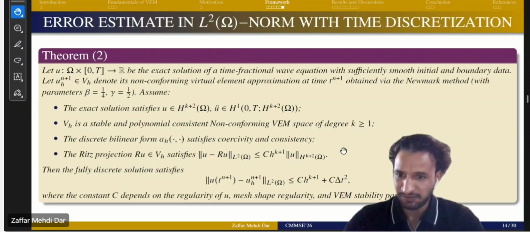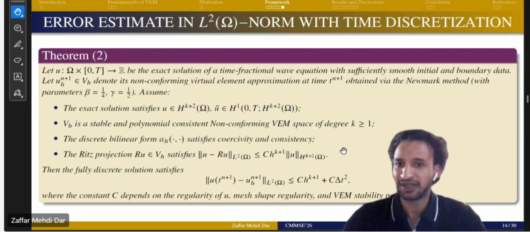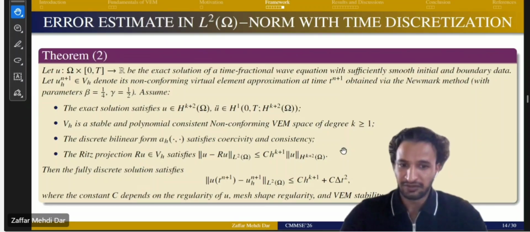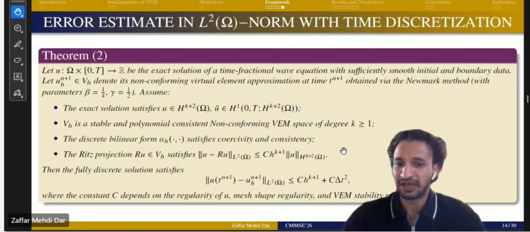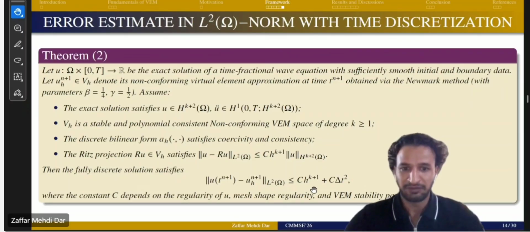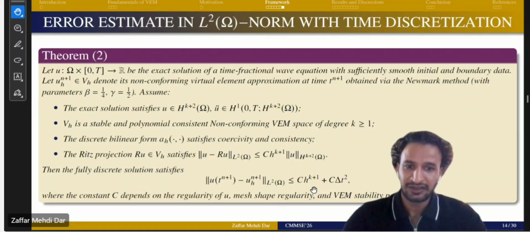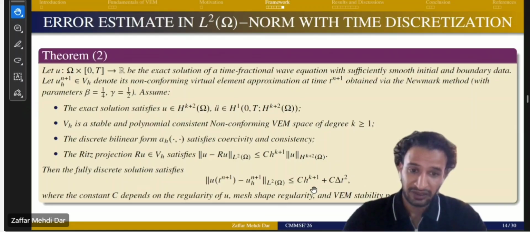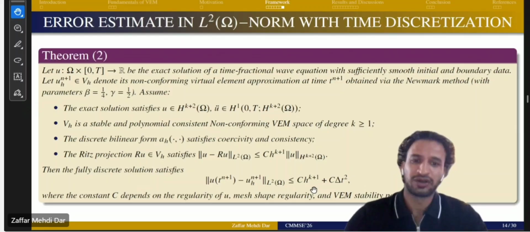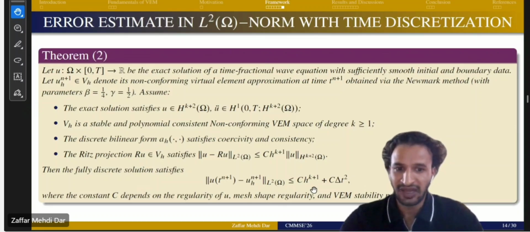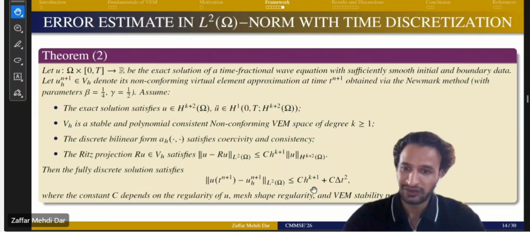So now we are going to focus on the space direction using the virtual element technique. In the error estimates in the time direction, we already know it's well established for the Newmark predictor corrector scheme. For these set of parameters, we have second order convergence. Now we are going to prove that the fully discrete scheme satisfies this error bound or this convergence order, that is k plus 1. For VEM order k equals 1, we are going to get second order. For k equals 2, we are going to get third order convergence, whereas for the time scheme or the Newmark scheme, we are going to get the second order convergence with these parameters.